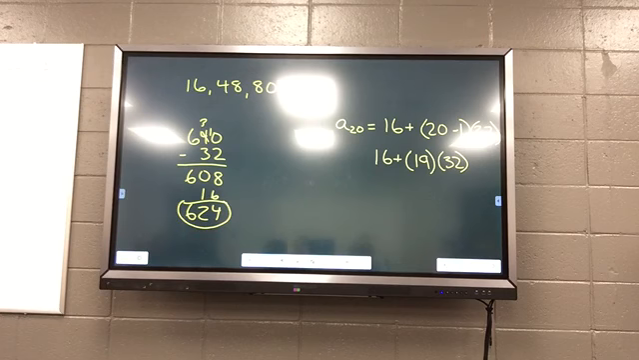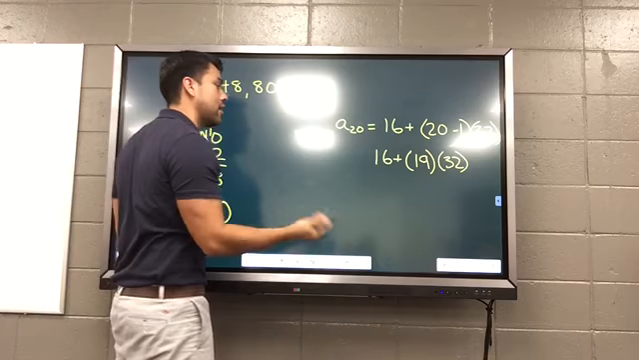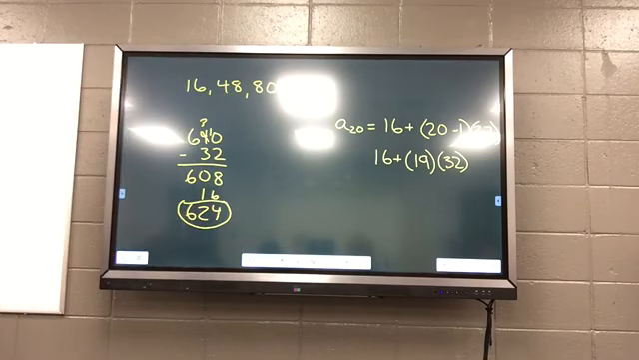Did you guys get, or who got their answer already? Who has the 20th term? What'd you guys get? 600. All right, 624. Do you have to list them out? No. You can use this formula, and that can help you out, and you can get 624.